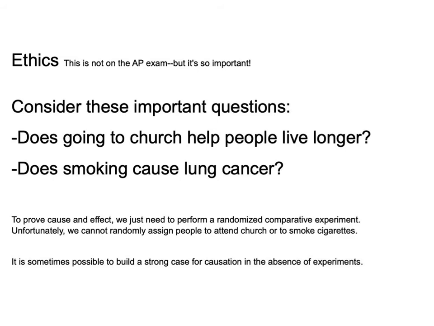While we think we know the answers maybe to some of these, like texting and driving, can you really design an experiment with random assignment? Are you going to randomly assign some students or people to text while they drive and others to not? Is that ethical to do that? Hopefully you're saying no. You're not going to make one group smoke cigarettes and another group not smoke cigarettes. So we know that to prove cause and effect, we just need to perform a randomized comparative experiment. But unfortunately, we can't randomly assign people to attend church or to smoke cigarettes or to text and drive.